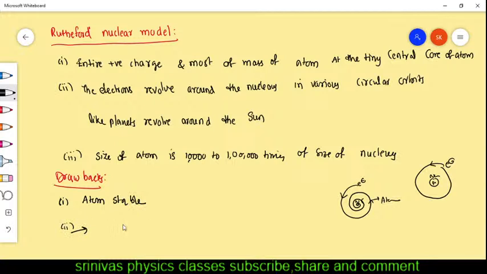And one more point: according to him, when the electron revolves in a particular orbit, it loses energy continuously. With continuous energy loss, on the spectrum you should get continuous bands. But actually on the spectrum we observe discrete bands. Why are discrete bands observed? That is not explained by Rutherford. This is about the drawbacks of the Rutherford atomic model.